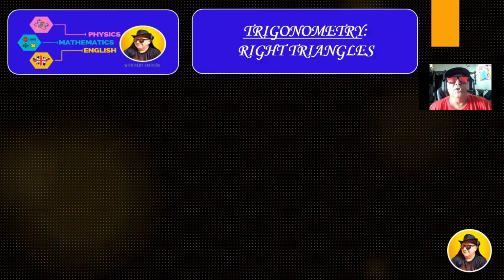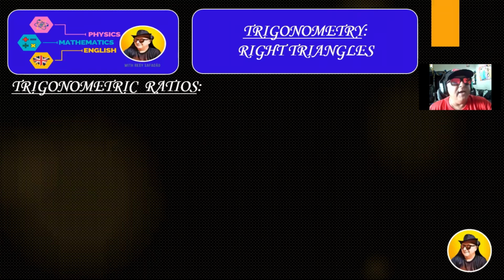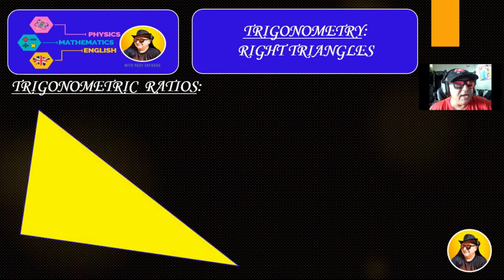And today we are going to talk about trigonometry in the right triangles, okay? Talking about trigonometric ratios. All right, here we have a yellow triangle, A, B, and C. This triangle is right in A, okay? So it means that this angle here is right, so it is 90 degrees, okay?